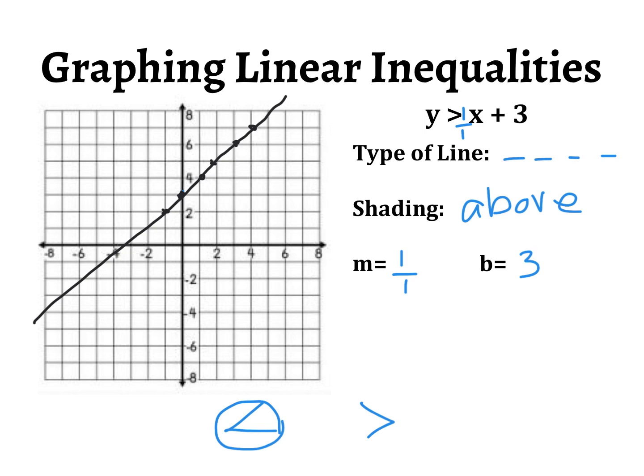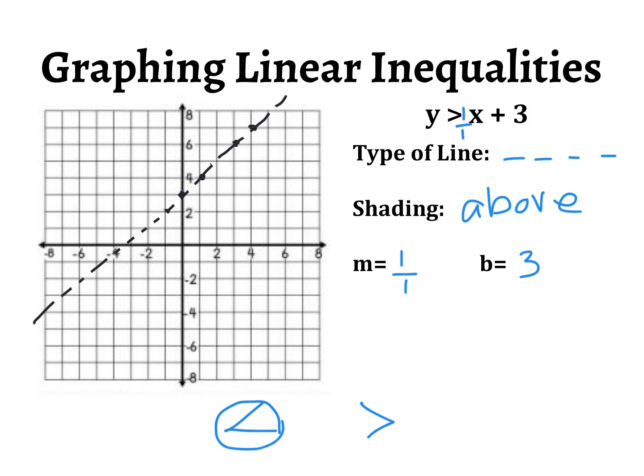Now, the biggest thing, as I said earlier, is what type of line are we dealing with? A dotted line. So I need to make sure that this line is actually dotted instead of solid. It's still going to have the same slope, the same y-intercept, but now the line is going to be dotted because we're dealing with a greater than symbol versus a greater than or equal to symbol.